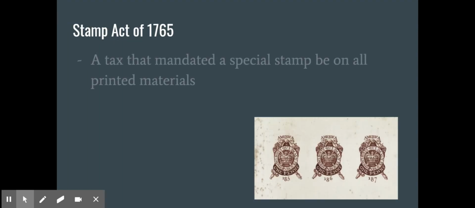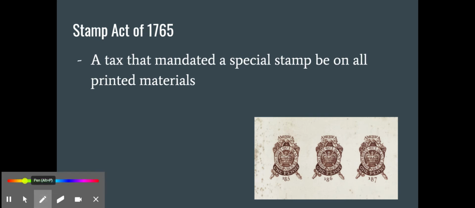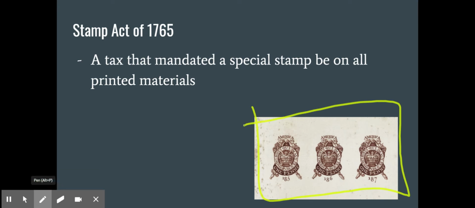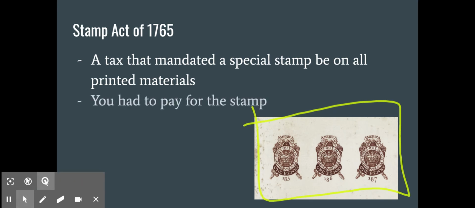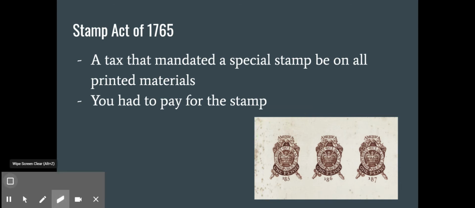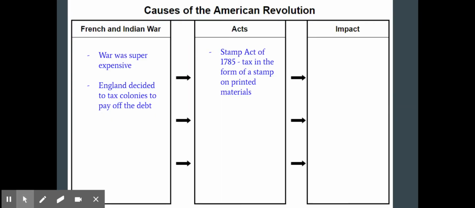So the first one was the Stamp Act of 1765. This was a tax that mandated a special stamp be on all the printed materials. You can see the stamps right here. What was important about this is you had to pay for the stamp. So it wasn't just that you had to have the stamp on, but you had to pay for it, which was that tax that would go towards paying off that debt. So that was the Stamp Act of 1765, excuse me, I said 1785, that should be a 6.